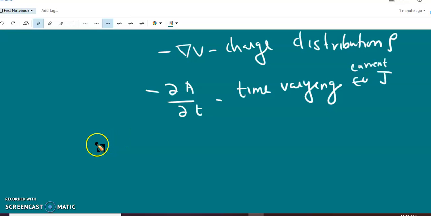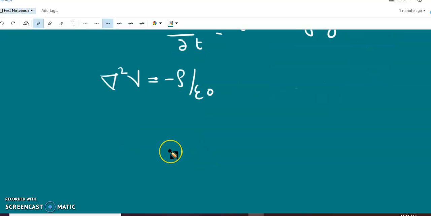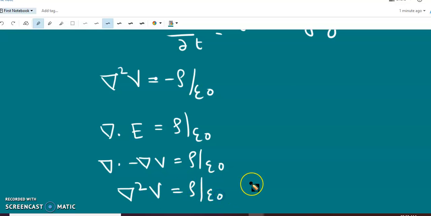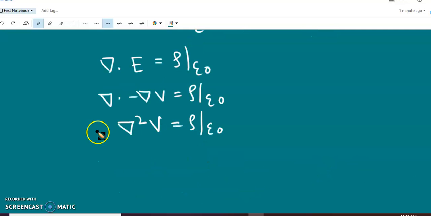In the static case, it is the solution of the Poisson equation. So the Poisson equation is given by del square V is equal to minus rho by epsilon 0. As already said, this is from the Maxwell's equation, del dot E equal to rho by epsilon 0, and E here is nothing but the negative gradient of potential. Taking the negative to the right side, we have del dot del, which is nothing but the Laplacian operator, so del square V is equal to minus rho by epsilon 0. So this is nothing but the Poisson equation, and you have studied the solution of this one.